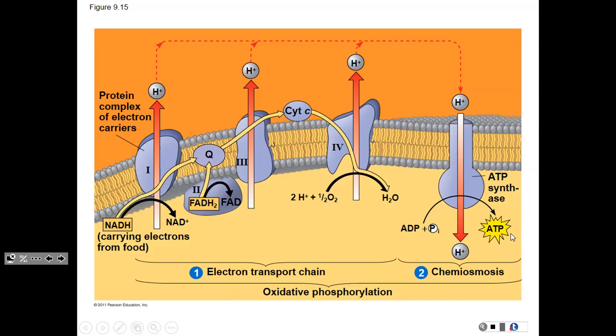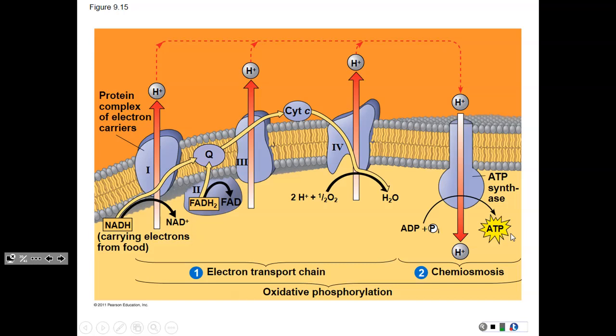For each glucose, you made 8 NADHs. Remember? 8-ish, 7-ish. 8: 2 from glycolysis, 6 from the citric acid cycle. For each of those 8, I get to drive 3 protons across that membrane, total of 24. And for each of the protons I put across the membrane, I get to make me an ATP. 24 ATPs from the NADHs that got made from glycolysis and the citric acid cycle.